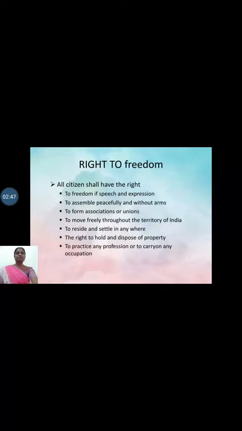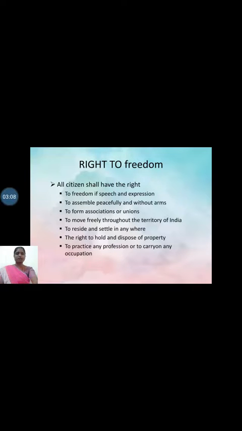The next one, to move freely throughout the territory of India. Yes, if you are planning to go somewhere on vacation, I mean to some states, you can go. You need not get permission from anyone. Okay, as well as you can reside and settle anywhere. Okay, all over India you can settle anywhere.